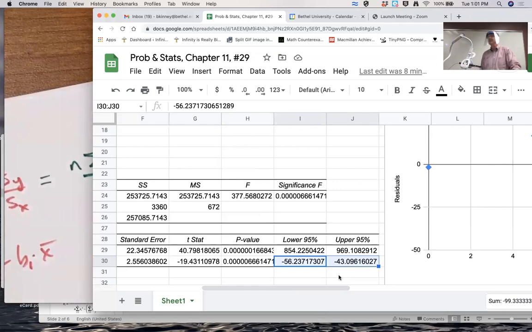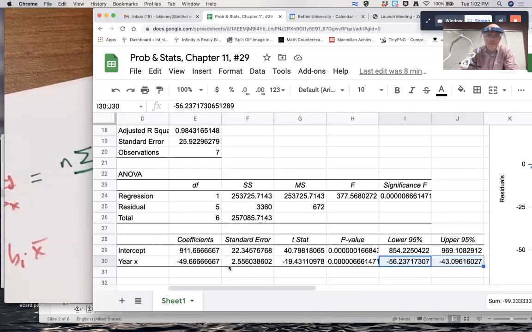Say that again. Should probably be writing this down based on what we're seeing here. A 95% confidence interval to estimate beta 1, beta sub 1, is about negative 56.2 to negative 43.1. Or in plus or minus notation, negative 49.6 repeating, or about negative 49.7, plus or minus some margin of error.